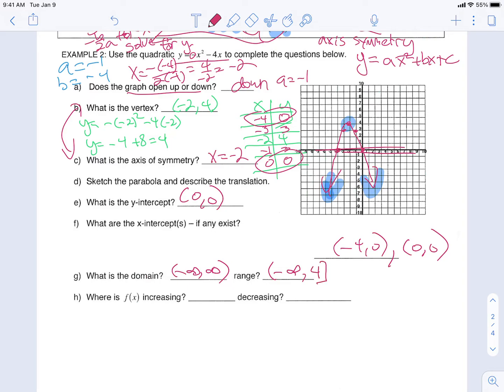Where is f of x increasing? Again, these are x values. So where is it increasing? Well, it's starting from the left, going to the right. It's going up from -infinity to -2.